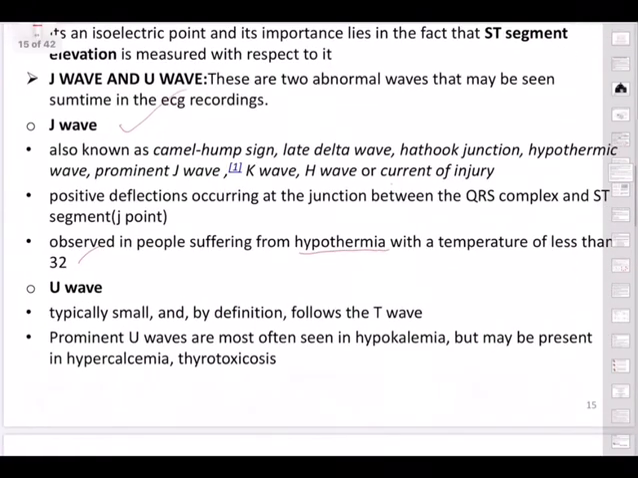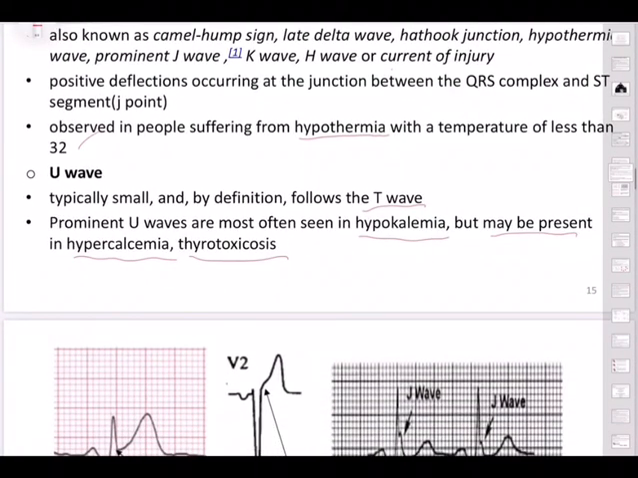And what about the U wave? It is typically small and by definition follows the T wave. Prominent U waves are most often seen in hypokalemia, but may be present in hypercalcemia and thyrotoxicosis. So these are all the various indications.